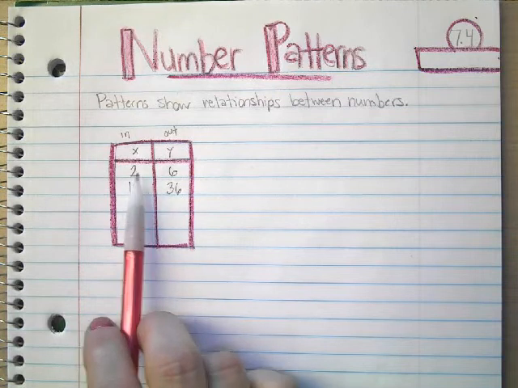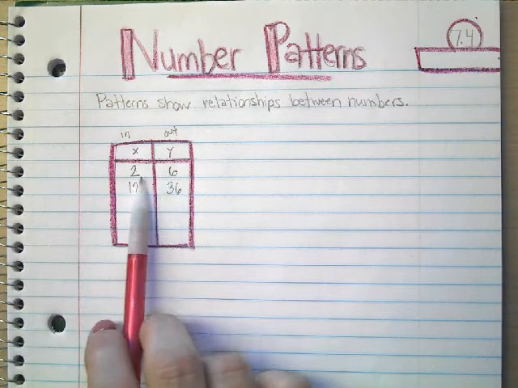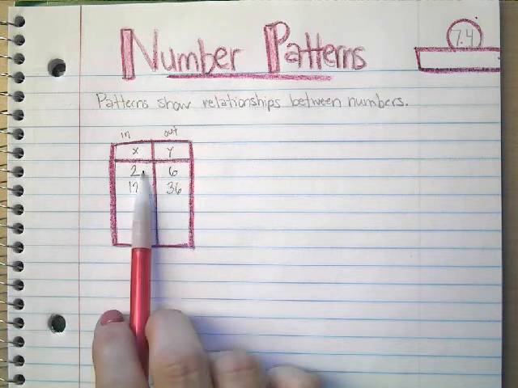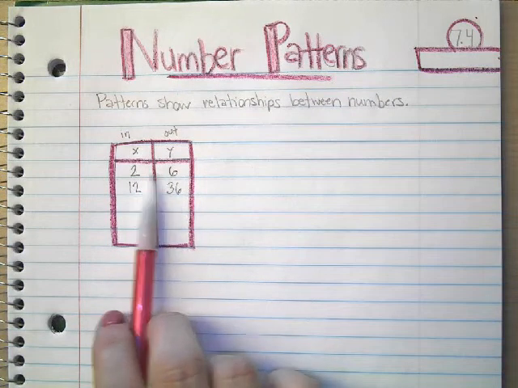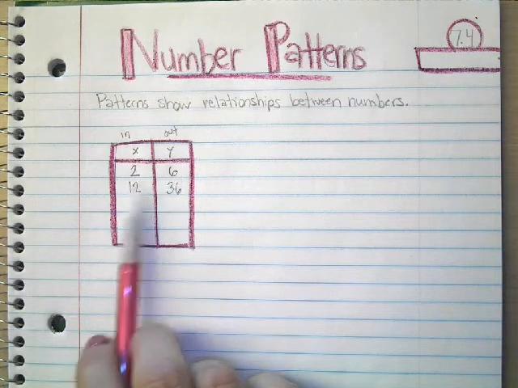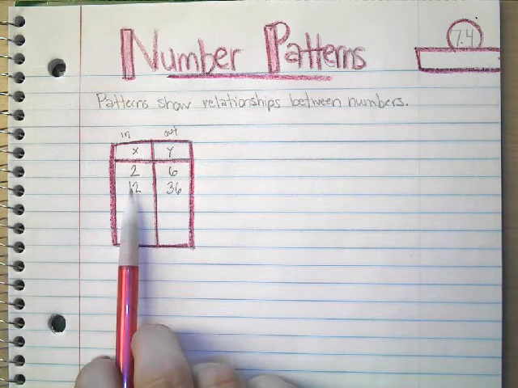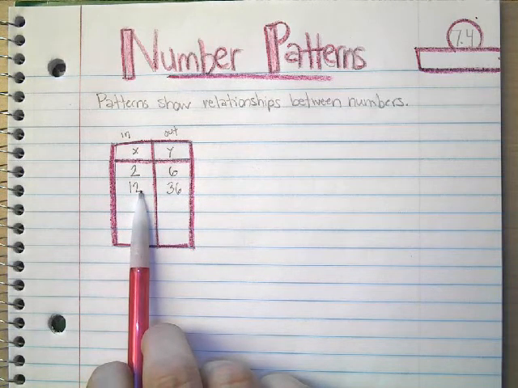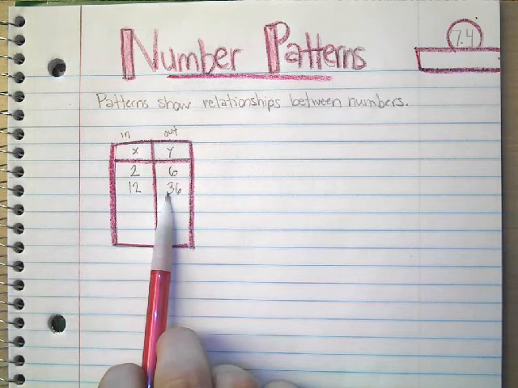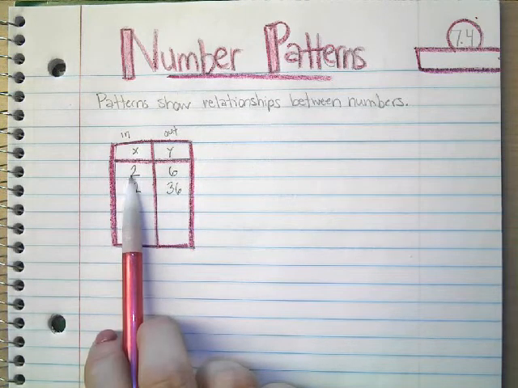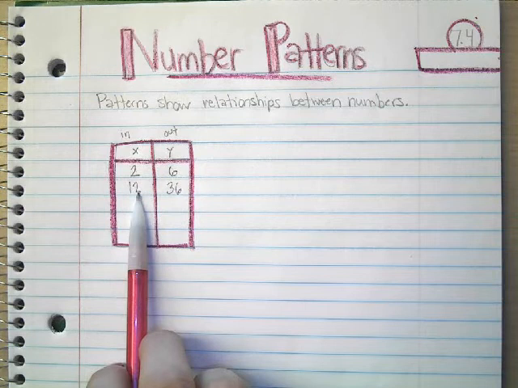How did I get from 2 to 6? I added 4 maybe. It could be that I times by 3. There's a lot of different ways you can get from 2 to 6. But the rule is going to be the same for each pair of numbers. So how did I get from 12 to 36? Did I add 4? No. Did I multiply by 3? Yeah. So to get from 2 to 6, I times by 3, and to get from 12 to 36, I times by 3.